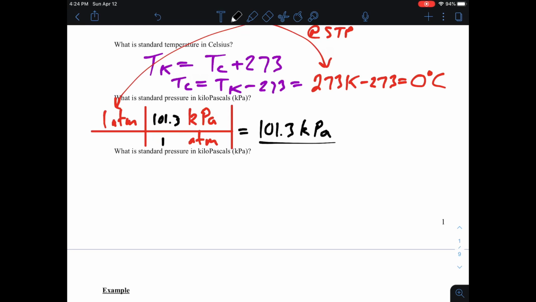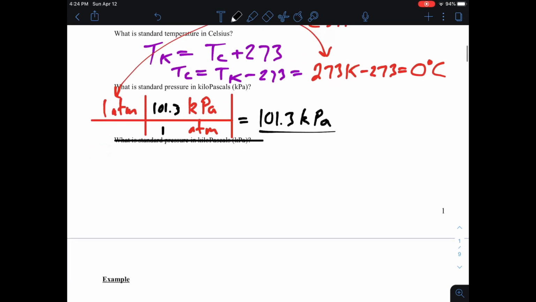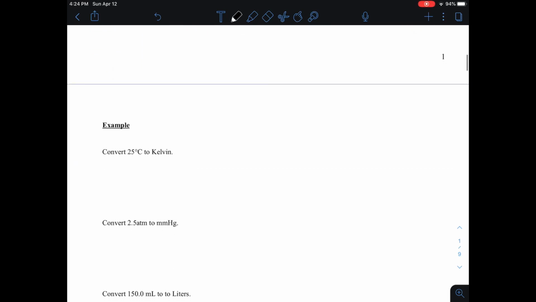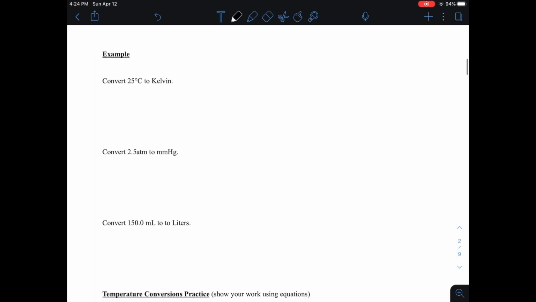How about, this is stating the same thing. All right, not a great question. So we basically just answered that. All right, moving on to page 2. Let's do a couple more examples.